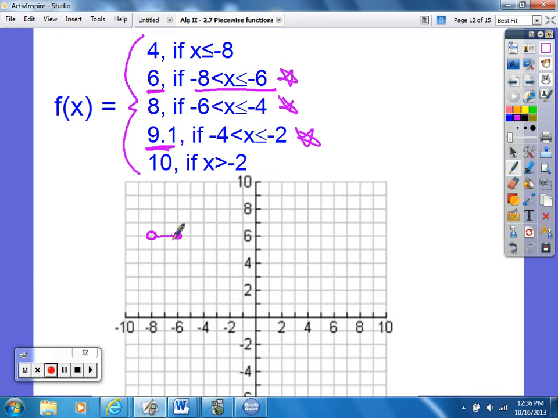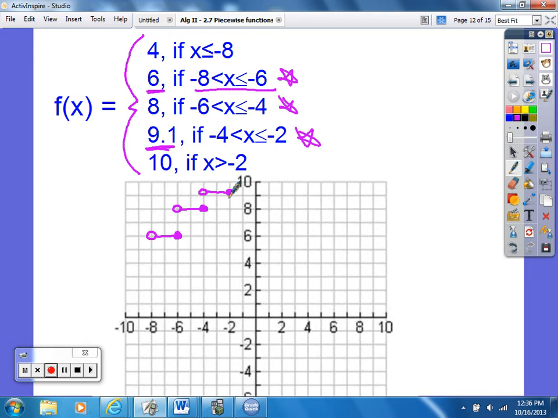Okay, I'm going to do it again. I'm going to go to negative 6 and up to 8 and put an open dot. How about negative 4, 8? Good. Now, negative 4, 9.1. Notice I'm slightly above that line, right? Just slightly. If it's not perfect, that's fine. Just try not to make it exactly on the 9 line. And then here, I'm going to put a closed dot and connect those. That makes sense so far?